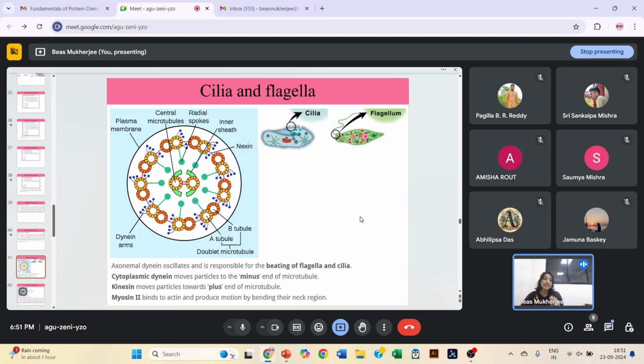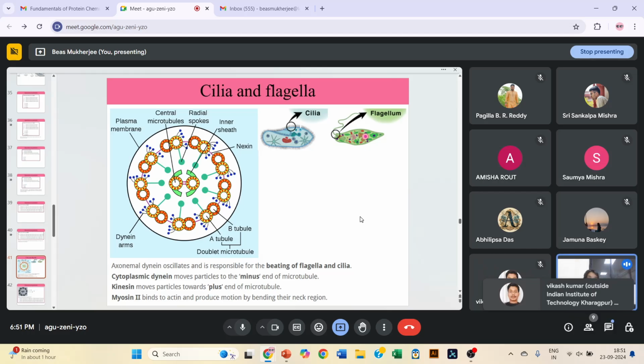Now, cilia and flagella are also motor proteins. They are made up of different subunits. So what happens is, there are these doublet microtubules that are arranged. There are 9 doublets present all over, and at the center there are 2 central microtubules. So that is the 9 plus 2 pattern. And these have dyneins as arms. Plus there are radial spokes.